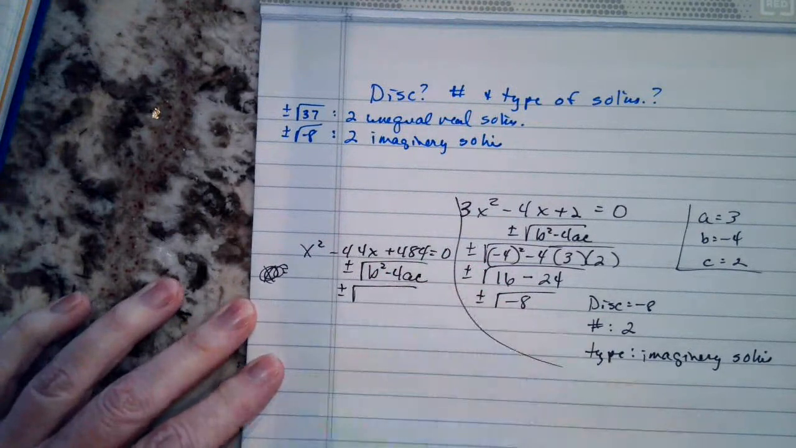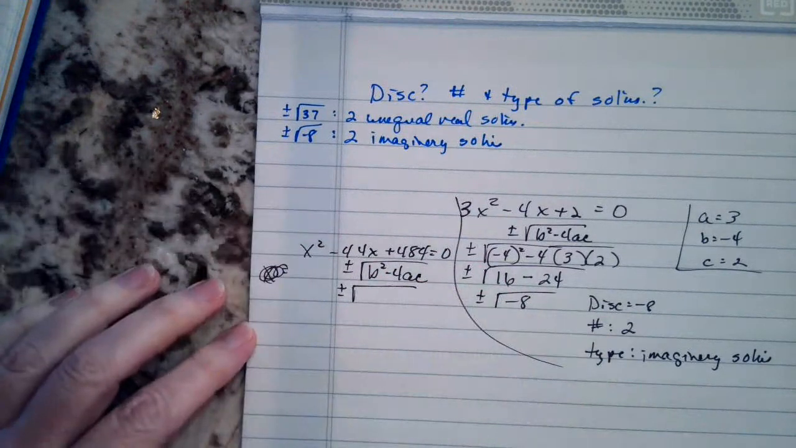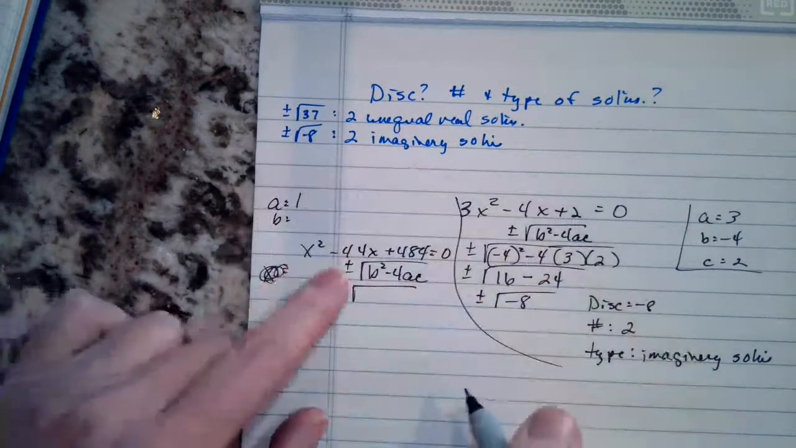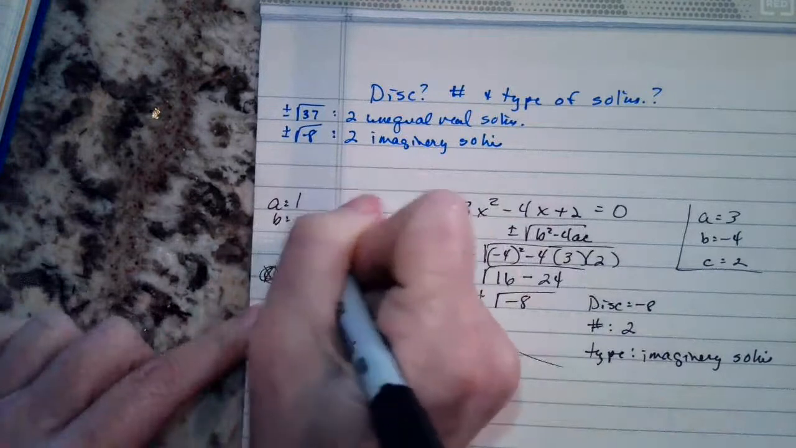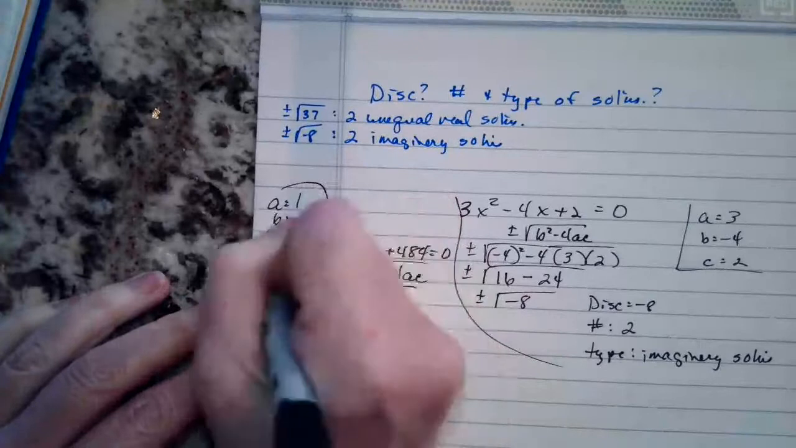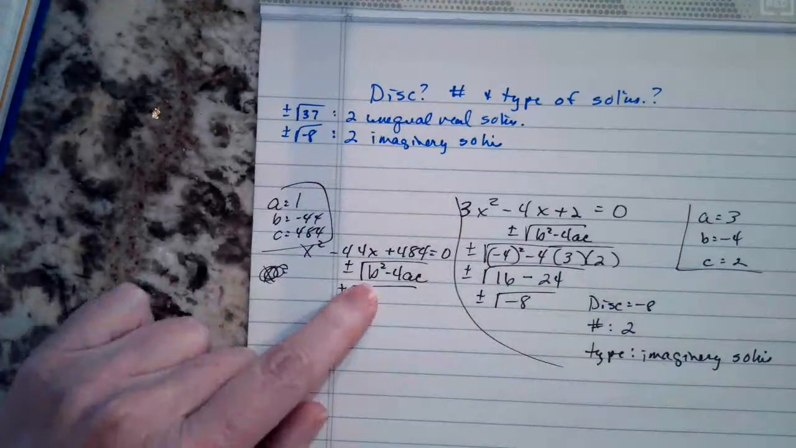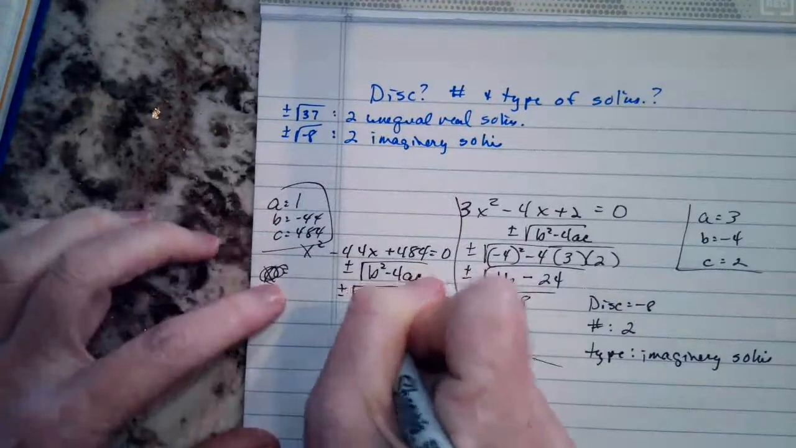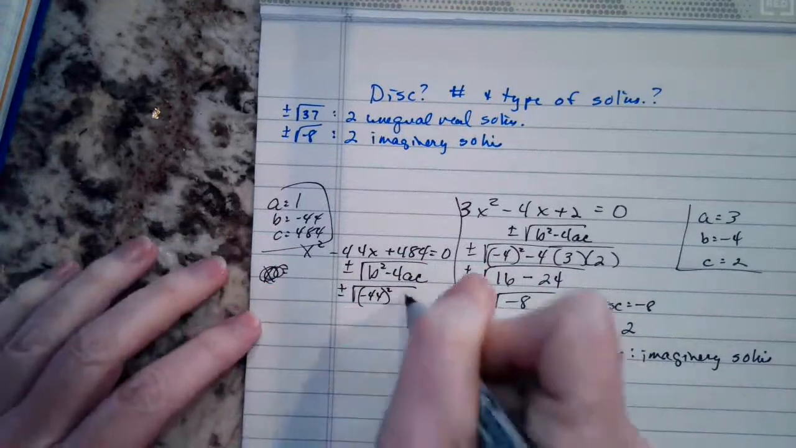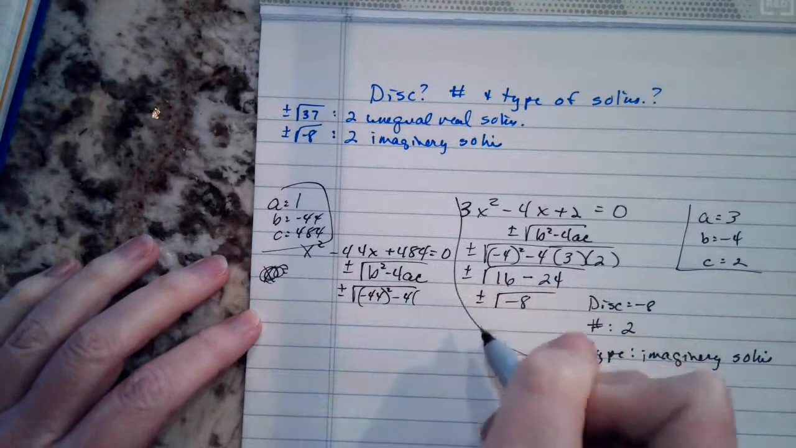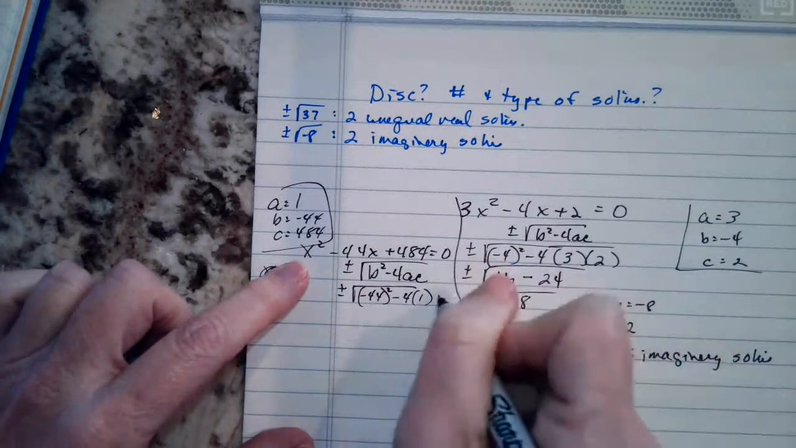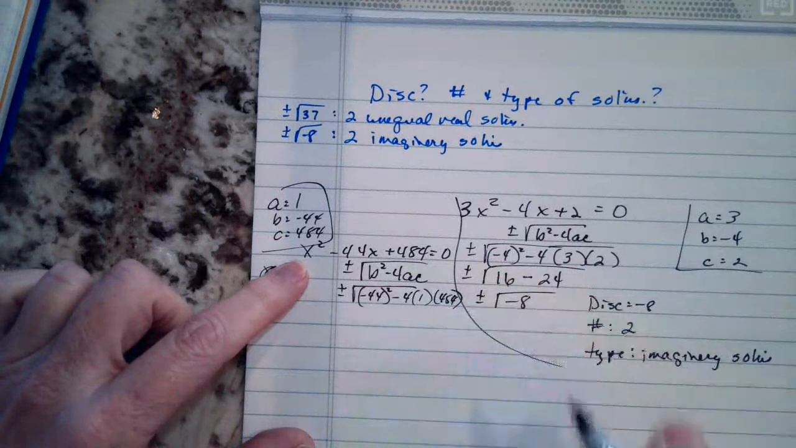So, if you'd like a little chart there, A is 1, B is -44, and C is 484. So B is -44, and I need to square all of it. That's going to end up with a positive number, of course. And then minus 4 times A, which is 1, times C, which is 484.